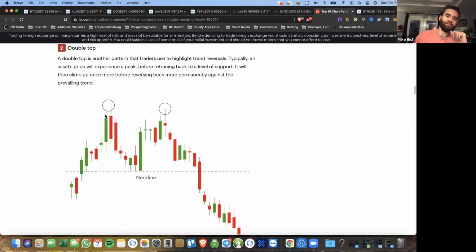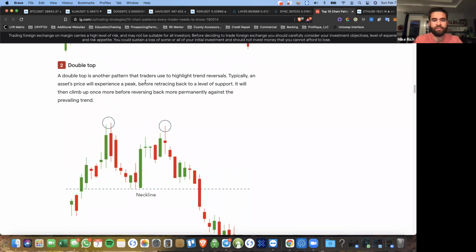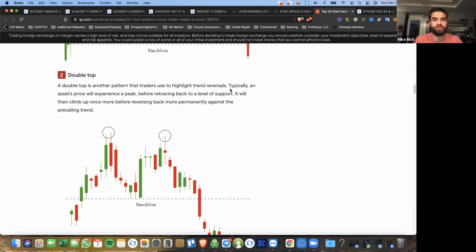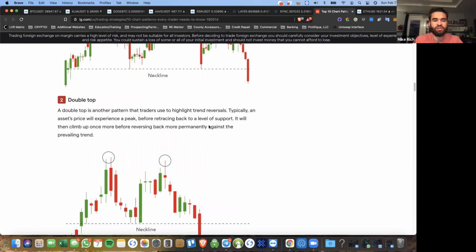Double top. As you guys can see, they're showing these long wicks, these blow off tops, right? And I bet the volume would have been lackluster here, or at least not as compared to this. So with that being said, double top that traders use to highlight trend reversals. Head and Shoulders, double top.